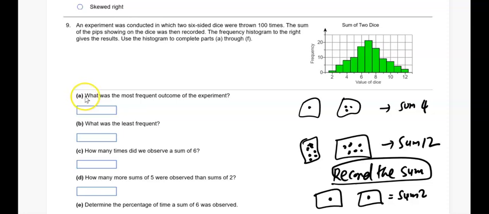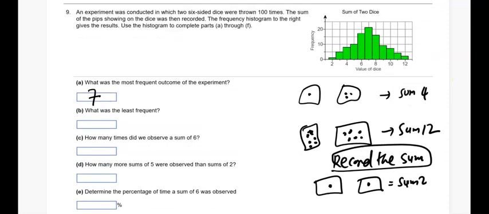The first part of the question is what was the most frequent outcome in the experiment? Here it is 7, which is the most frequent because it has the highest bar. So the most frequent is sum 7. That means if you roll 2 dice, the sum 7 appears most often. That's the answer for the first question. Second question, what is the least frequent? The least frequent is 2, because 2 has a frequency of just 1.